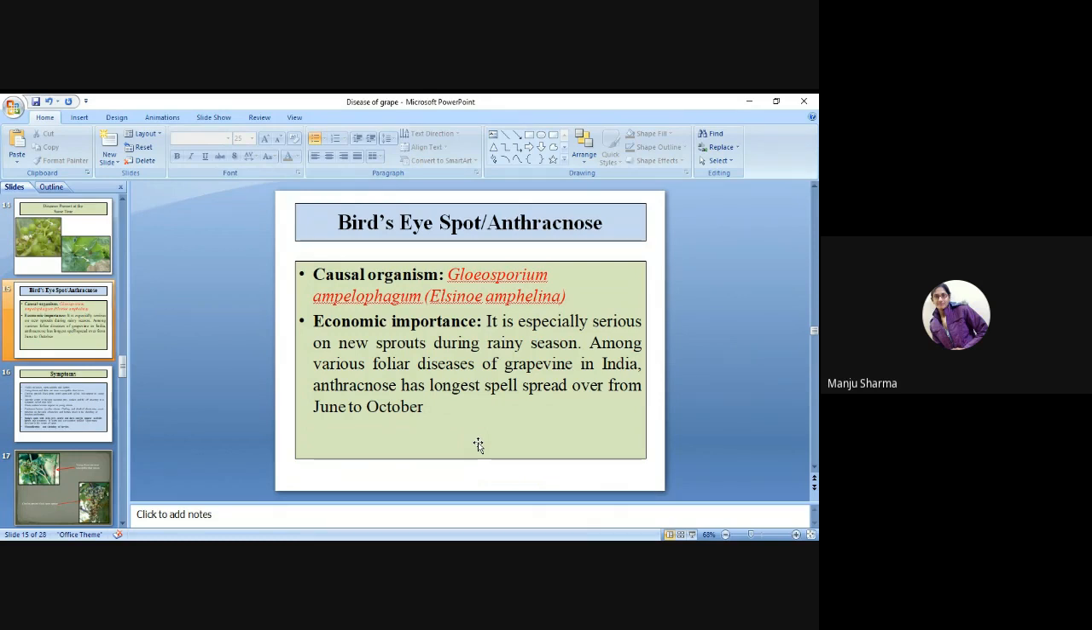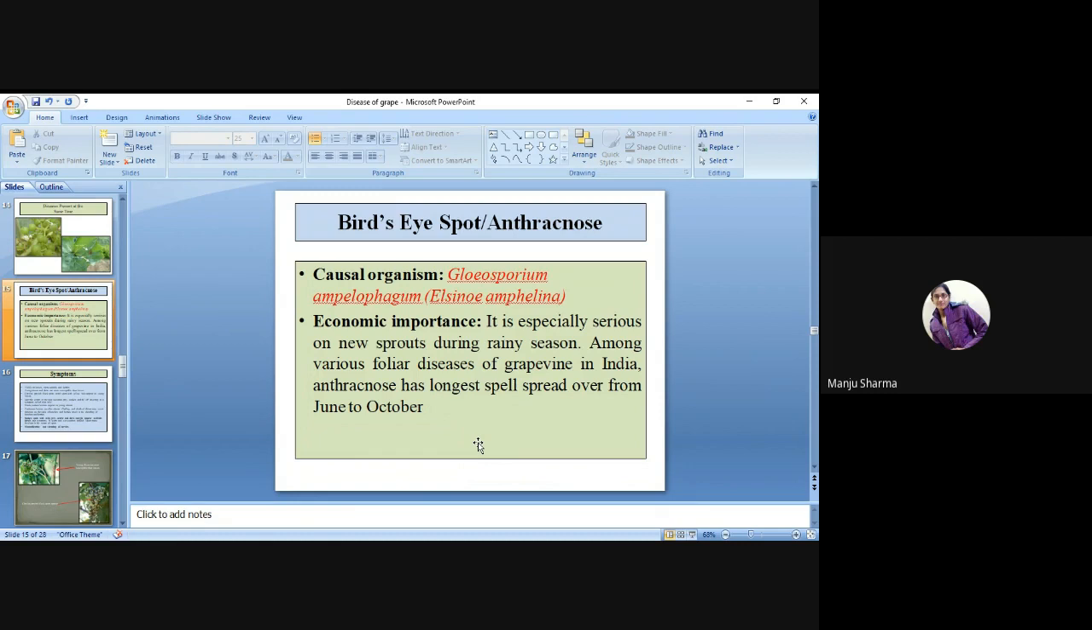The causal organism is Gliosporium ampelophagum, that is Elsinoe ampelina. Bird's eye spot, because it gives the appearance of a bird's eye. That's why the name given is bird's eye spot or anthracnose.